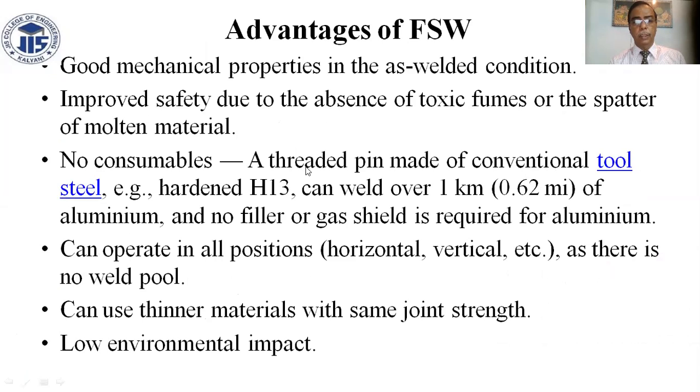No consumables. A threaded pin made of conventional hardened H13 tool steel can weld over 1 kilometer of aluminium, and no filler or gas shield is required for aluminium. It can operate in all positions, horizontal, vertical, etc., as there is no weld pool. Thinner materials can be used with the same joint strength, and there is low environmental impact.